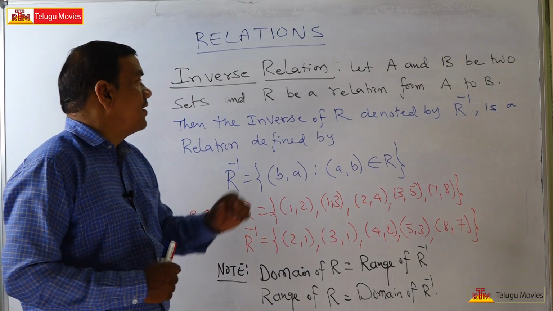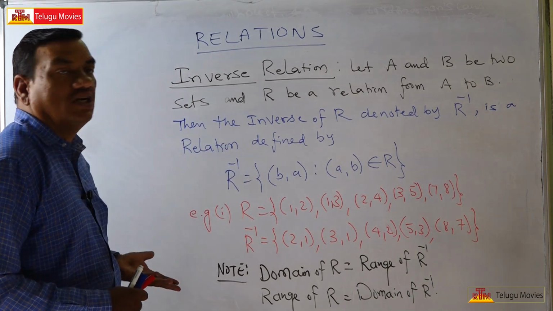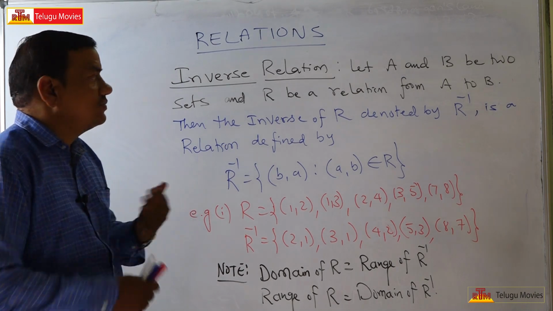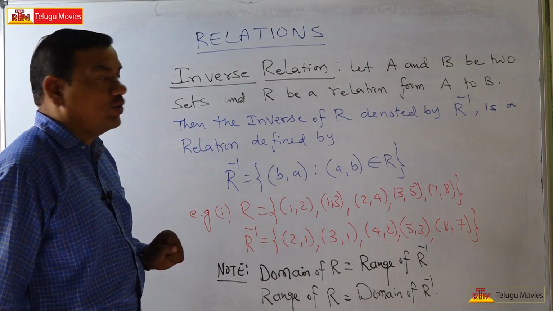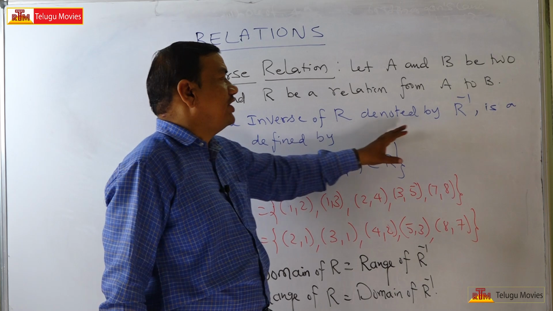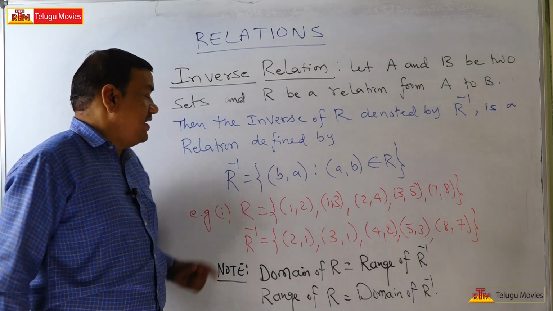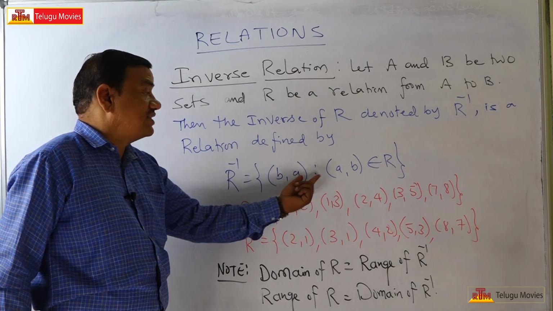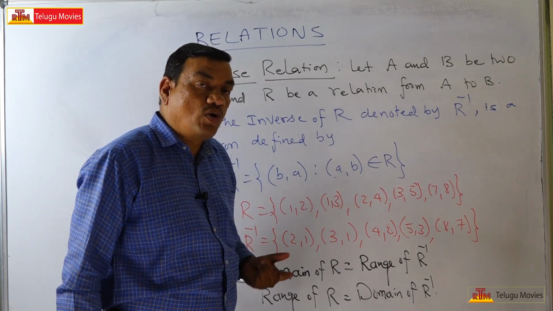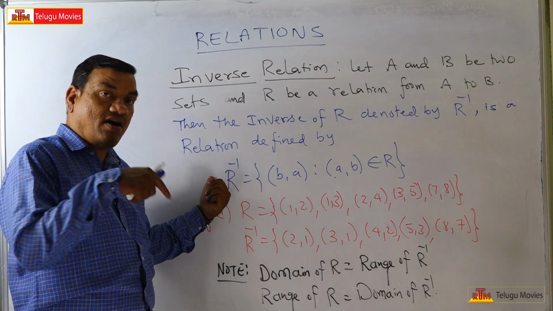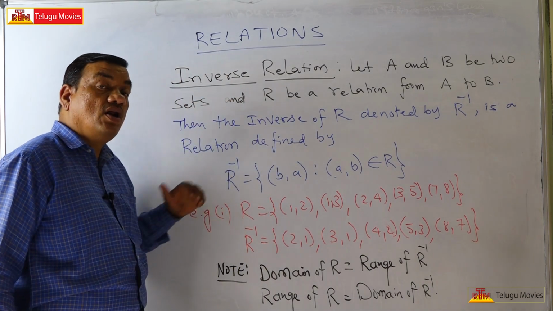Dear students, now I am going to explain what is inverse relation. The name itself says it: inverse means opposite. Let A and B be two sets and R be a relation from A to B. Then the inverse of R, denoted by R inverse, is a relation defined by R inverse equals {(b, a) such that (a, b) belongs to R}. If an ordered pair (a, b) belongs to R, then (b, a) lies in R inverse. If (b, a) belongs to R, then (a, b) belongs to R inverse.